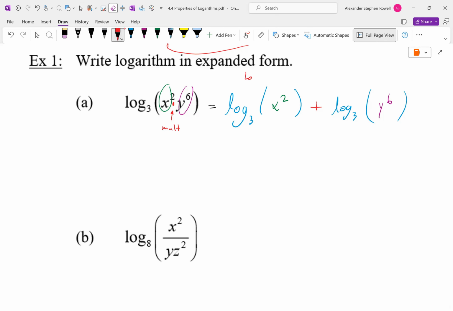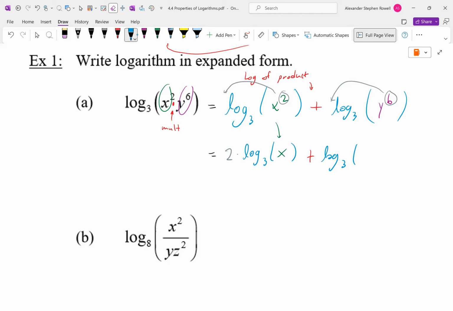So I'll call that log of product rule. We do sum of logs. And the next rule would be what? Log of, not quotient, of exponent. So I have 2 times log base 3 of the x remains on the inside, plus log base 3 of y, and I should bring that 6 out in front. 6 times log base 3.